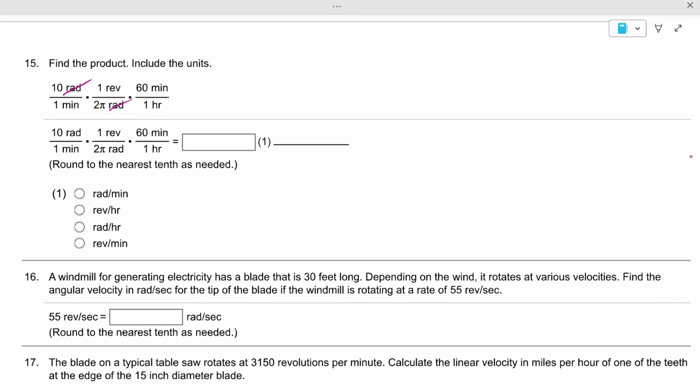Radians and radians cancel. Minutes and minutes cancel. So now you have revolutions per hour. So 10 times 60 is 600 divided by 2 pi, which is 300 divided by pi. So 95.5, rounded to the nearest tenth.